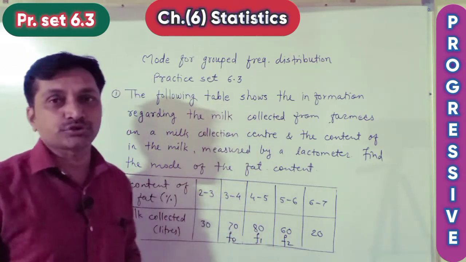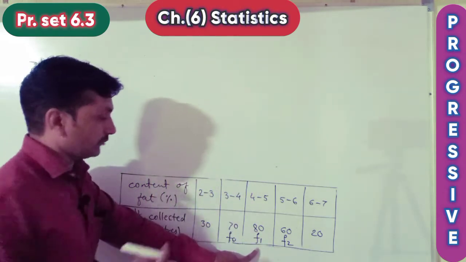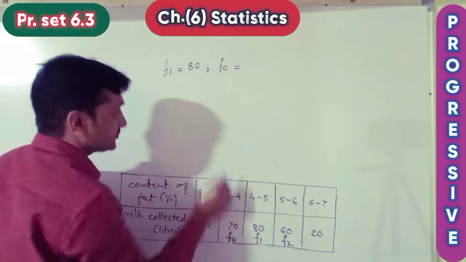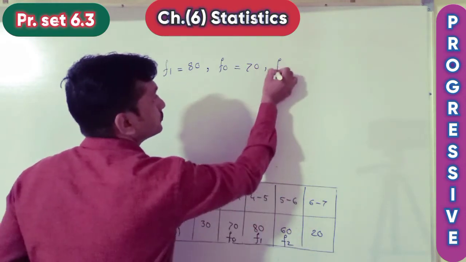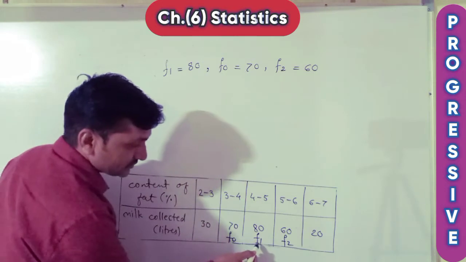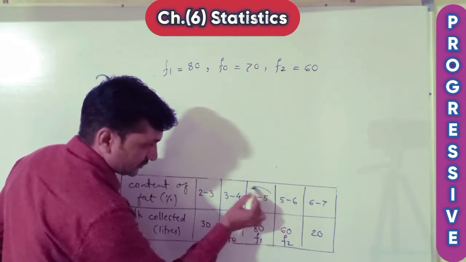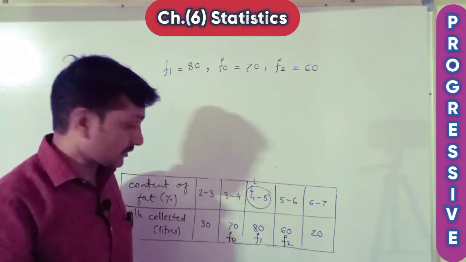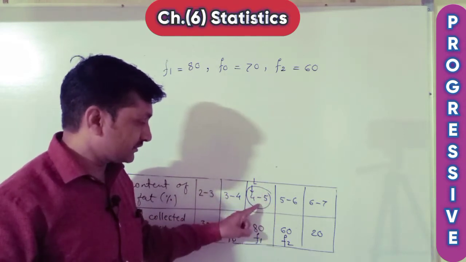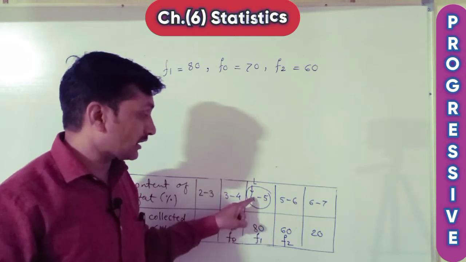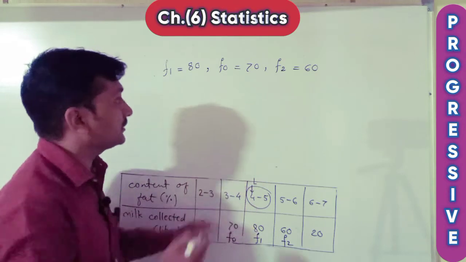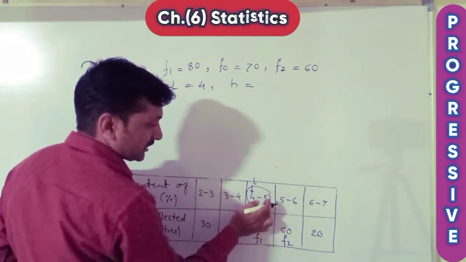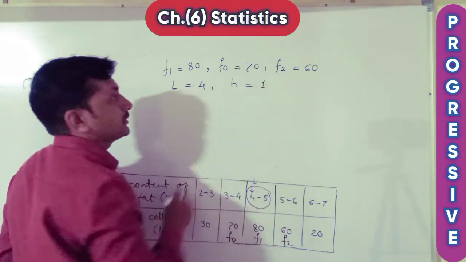Now write down these values in the solution. From this table, F1 is equal to 80, F0, the previous, is 70, and F2, the next after the highest, is equal to 60. The highest frequency is 80, and from the class of the highest frequency you take the lower limit as L. The class having the highest frequency is 4 to 5, so L is equal to 4. The difference H is 5 minus 4, upper limit minus lower limit, which is 1. These are all the given values.